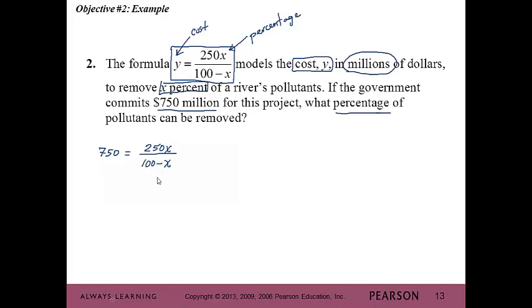So now we need to solve for x. So remember that what's underneath 750 is a 1. And notice that you have an x in the denominator as well as the numerator. There's an equal sign in between, so we are going to start off by cross multiplying. You can cross multiply when there's an equal sign in the middle. So we have 750 times 100 minus x equals 250x. We're still solving for x. The x is inside the parentheses, so let's go ahead and distribute.